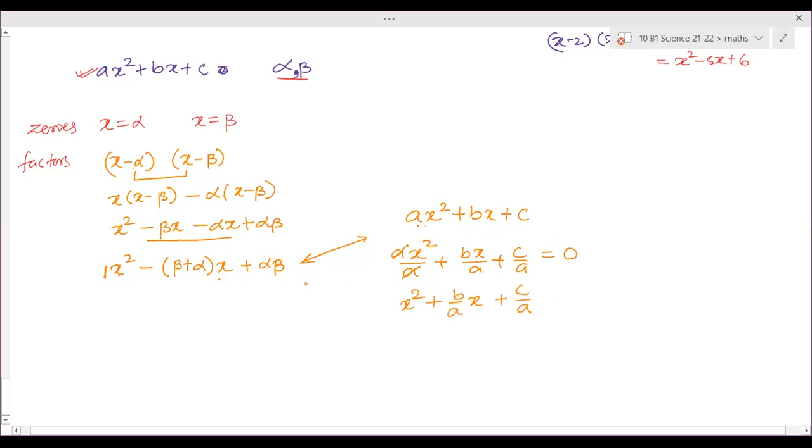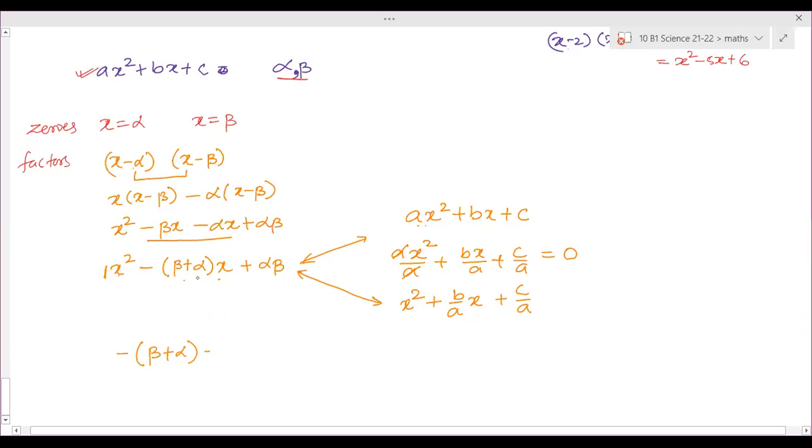Now these two polynomials are exactly equal to each other. So we can compare the coefficients. Here the x square coefficient is the same, no need to compare. Now see the x coefficient, minus of beta plus alpha.